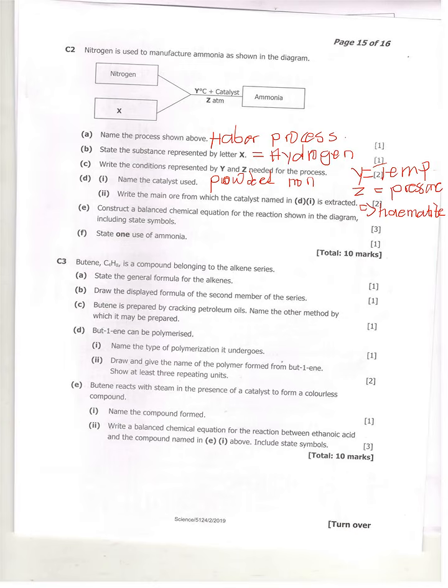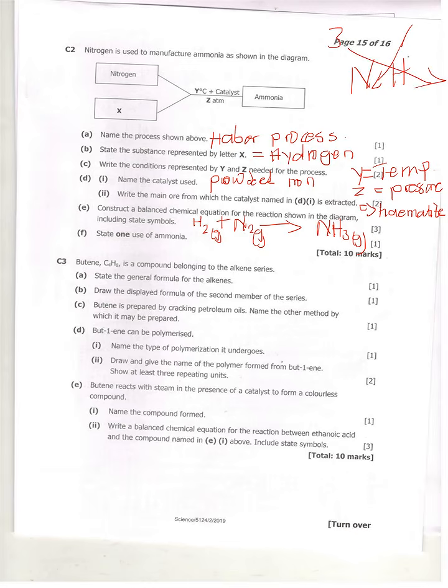Then construct a balanced chemical equation for the reaction shown in the diagram, including state symbols. So the reaction is hydrogen, diatomic, a gas, plus nitrogen, also diatomic, giving us ammonia, whose chemical formula is NH3, a gas. NH3 comes from the fact that nitrogen has a valence of 3 and hydrogen has a valence of 1. If we use the cross method, we can see how this comes about.